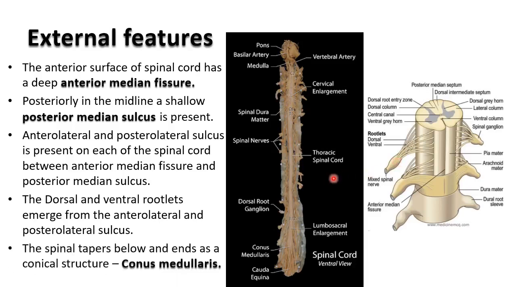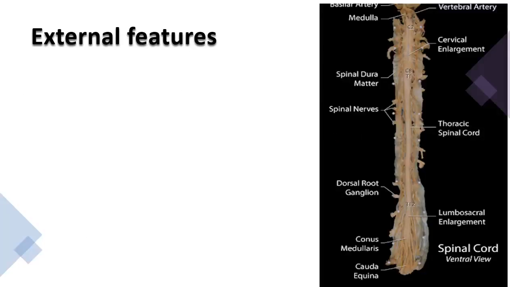Now the lower end of the spinal cord at L1 tapers like a cone. It is a pointed, conical structure, and that is called the conus medullaris. That is the terminal part of the spinal cord. Then coming to the other external features, it shows two bulgings or enlargements. One is called the cervical enlargement, and the other is called the lumbar enlargement.